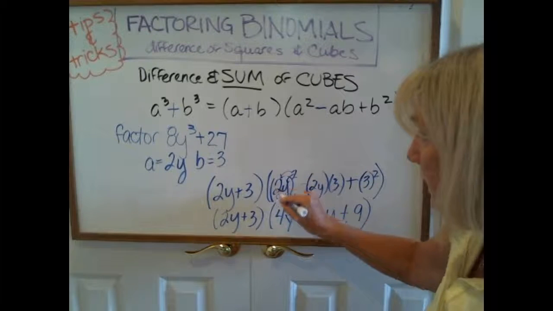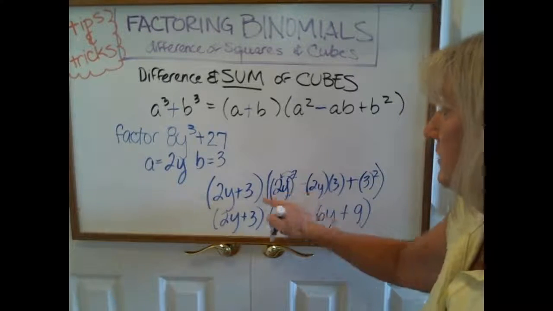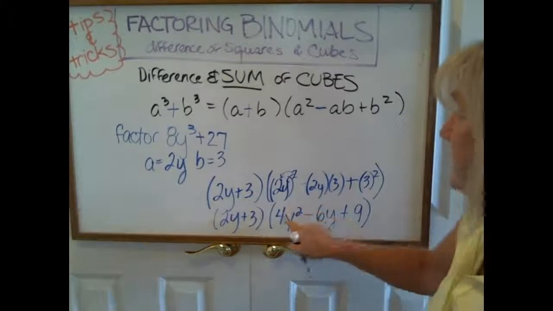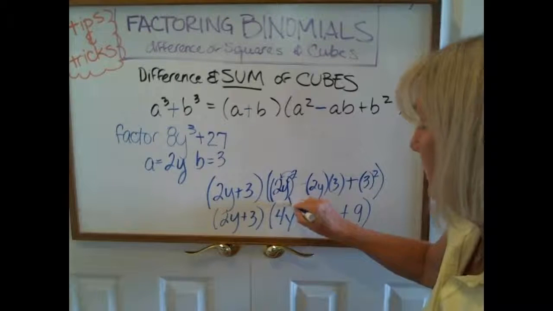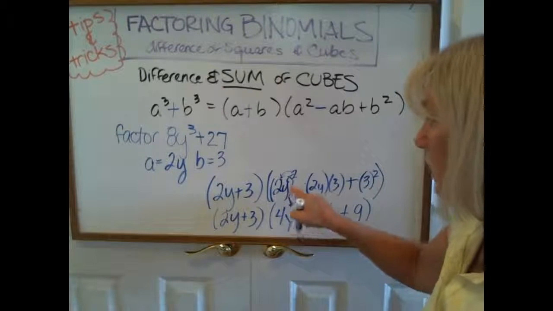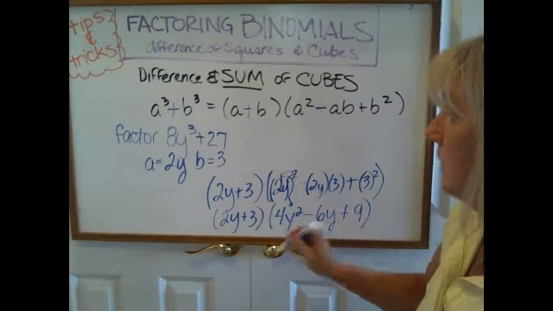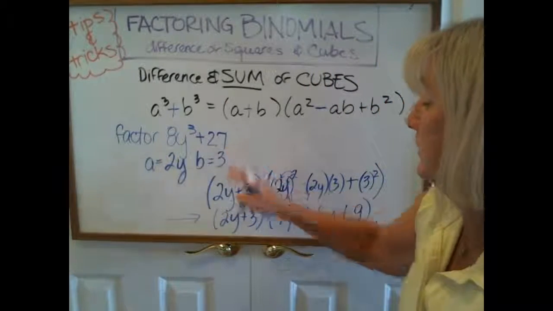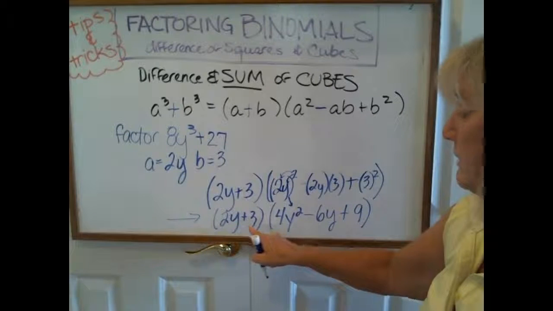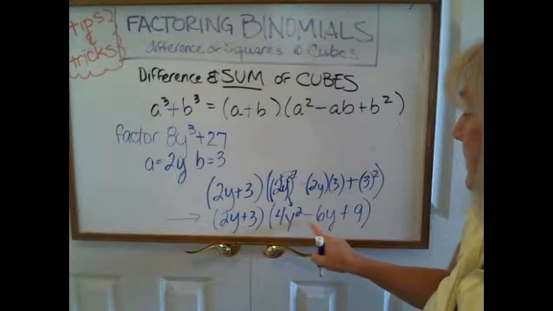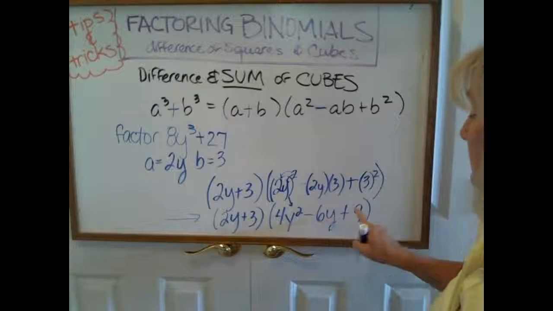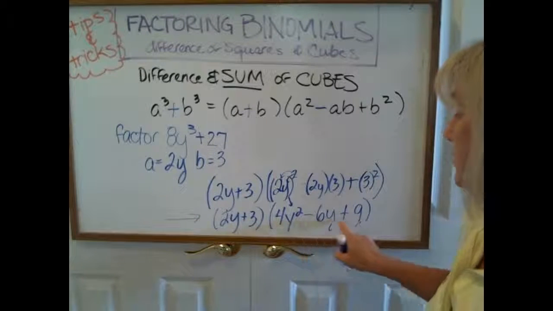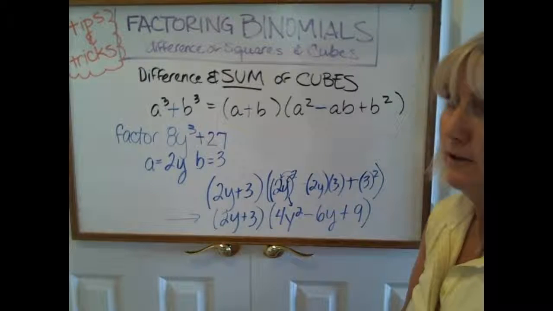So be really careful with squaring these terms. Write them out carefully like this, and then be sure that both terms are squared. So our final answer for factoring 8y cubed plus 27 is 2y plus 3 times 4y squared minus 6y plus 9. Match, switch, plus. So I hope that helps.